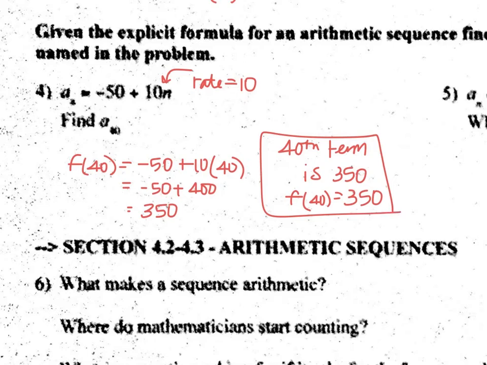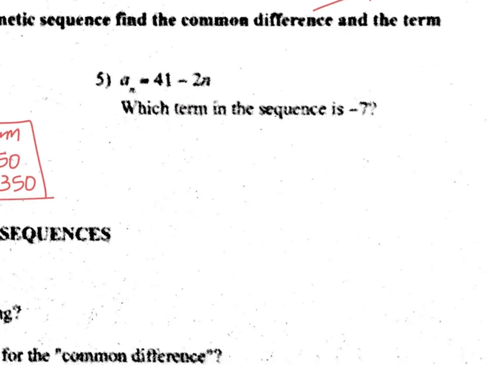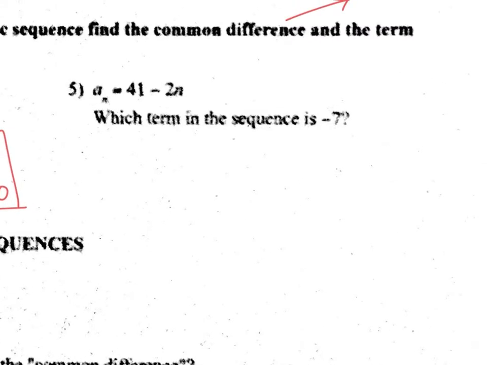So remember, there's 2 parts to these problems. So question 5, again, the common difference is the same thing as the rate. That's what that means. So when I find the common difference for 5, it's going to be the rate of minus 2. Then this one says which term. So it's not asking for the negative 7th term. It's saying when will this equation equal negative 7. So that's how we're going to set this one up.